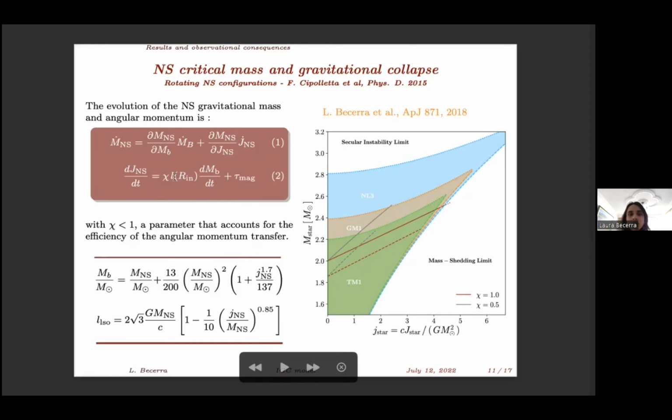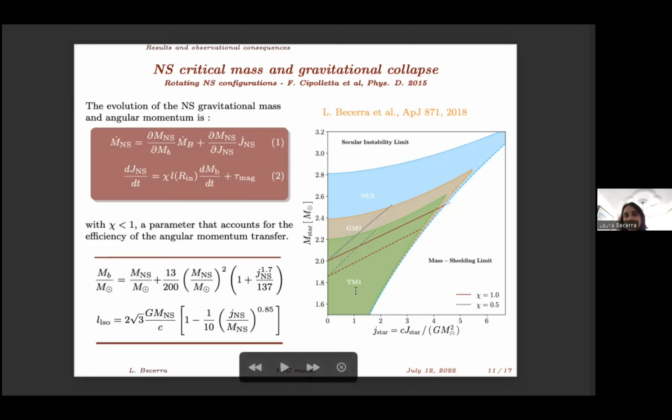And also I'm going to assume that the accretion occurs by a disk. So the angular momentum that the star will be accreting will be the angular momentum of the last stable orbit of this disk. So to solve these two equations, we have used the fifth formula of the solution of the uniformly rotating star from Cipolletta. And we are also going to assume that the star evolves through a stable state of uniformly rotating configurations.